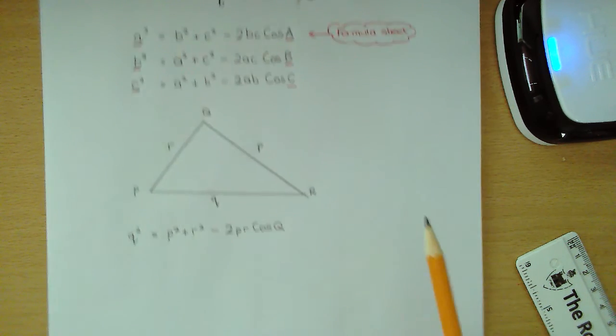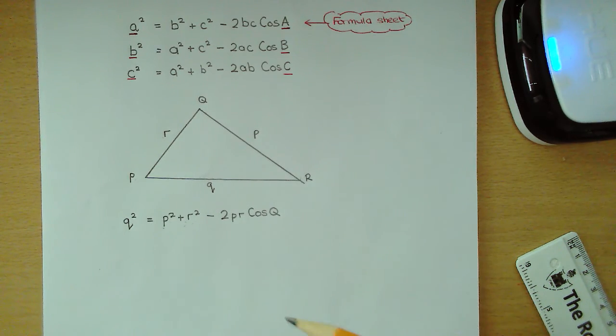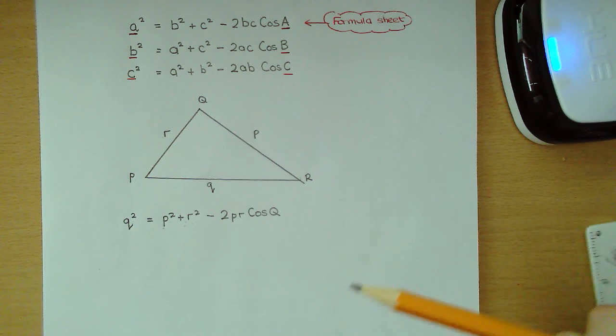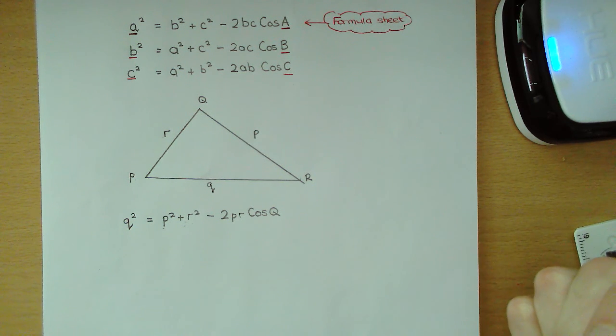Now finally, when do we use the cosine rule? There's only two occasions we can use it. You use the cosine rule when you know two sides of a non-right angle triangle and the angle in between them, or you use it when you know all three sides of a non-right angle triangle.